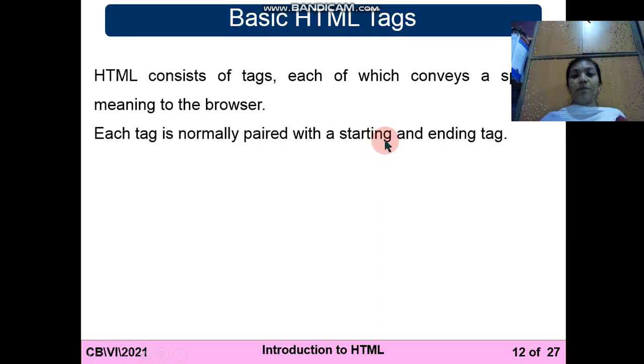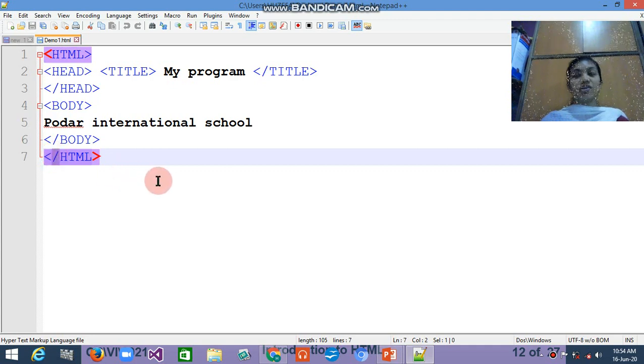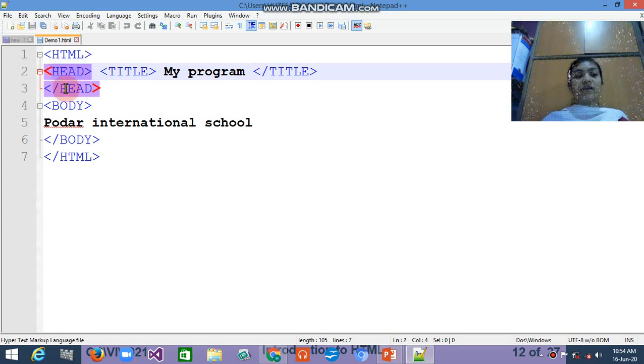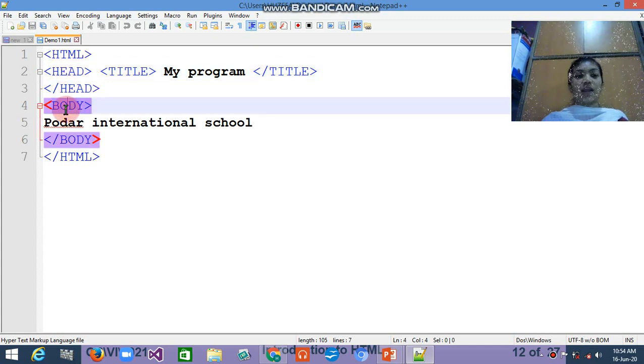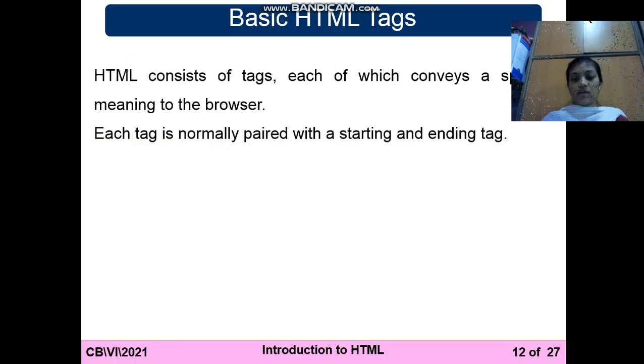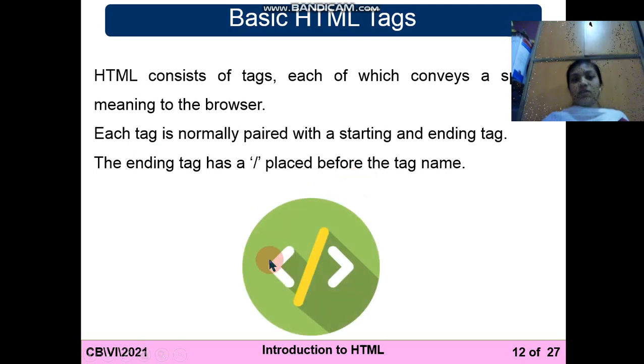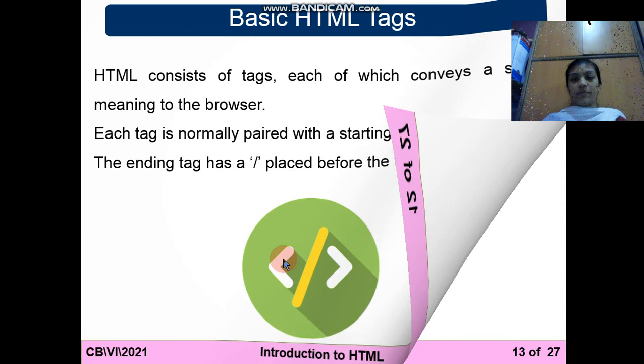Each tag is normally paired with a starting and an ending tag. As we see here, this is the starting tag HTML, this is the ending tag. If we write the slash, then it's an ending tag. Head, you can see starting tag, this is the ending tag. Body, starting tag, ending tag. Title, starting tag, ending tag. The ending tag has a slash placed before the tag name. Okay, as we see in the structure of the HTML.